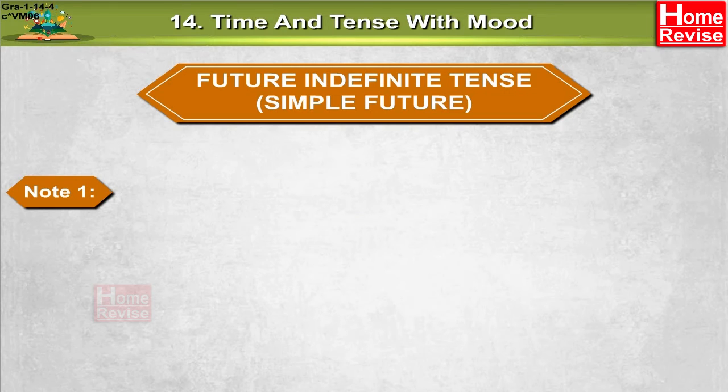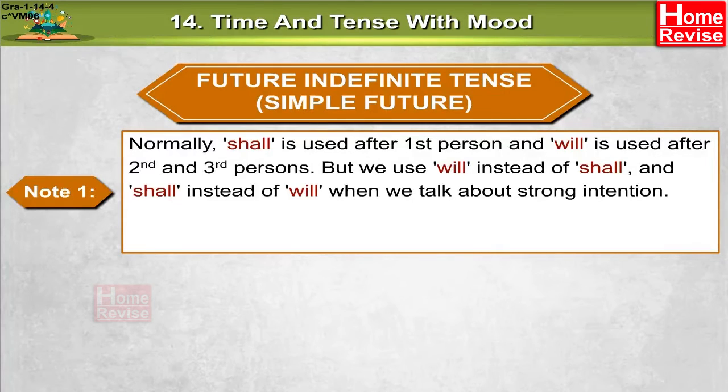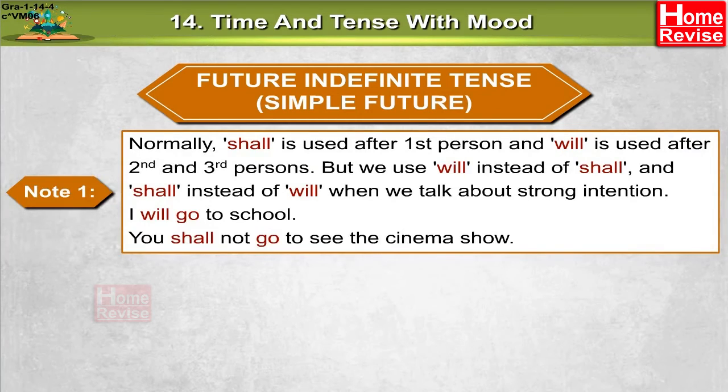Note 1. Normally, shall is used after first person and will is used after second and third person. But we use will instead of shall and shall instead of will when we talk about strong intention. I will go to school. You shall not go to see the cinema show.